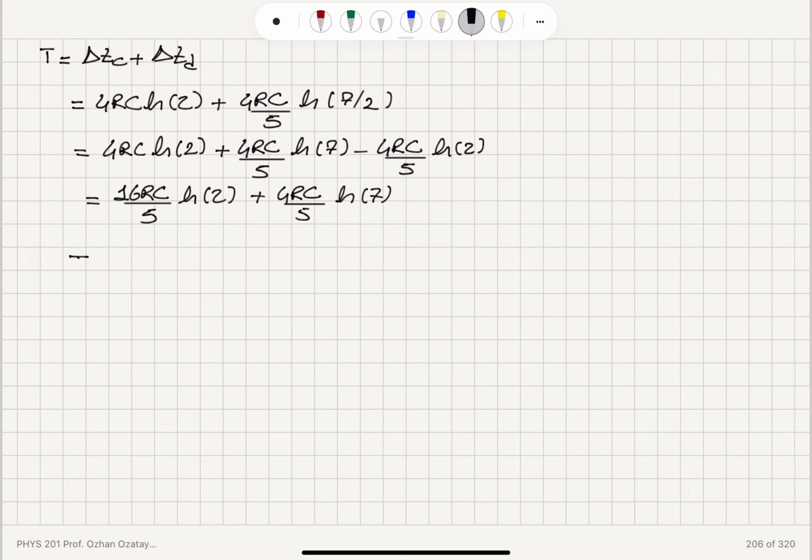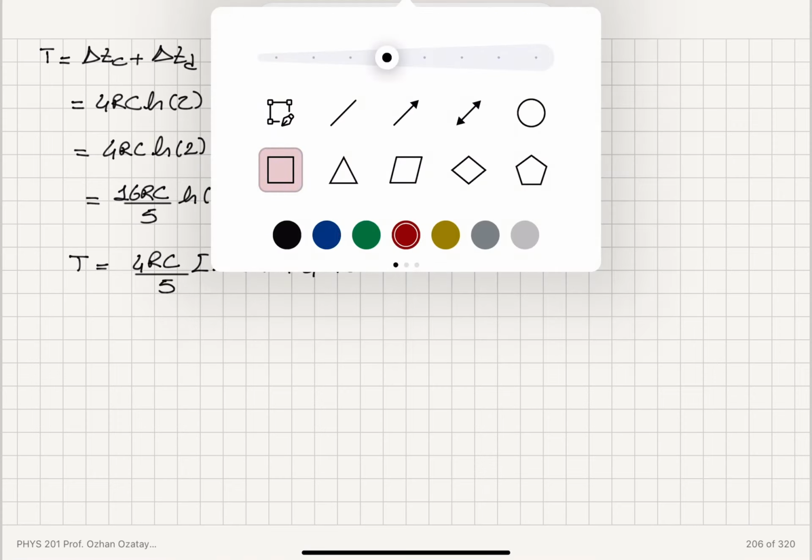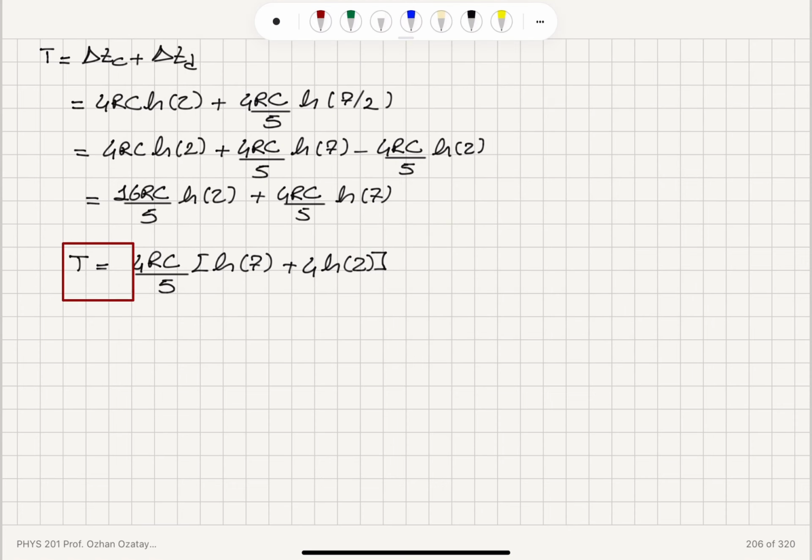In other words, the period can be written as 4 RC over 5 parentheses natural logarithm of 7 plus 4 natural logarithm of 2. So that's the answer to part D. The time that passes between two consecutive 5 volts is equal to the time that passes between two consecutive 10 volts. Now part E.